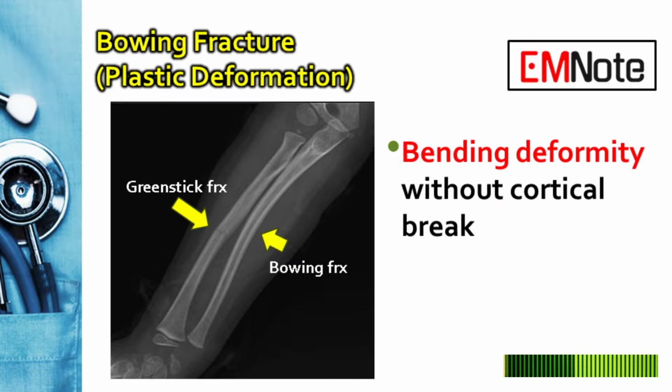Like bending a pipe cleaner or something? Sort of, yes. It yields rather than snaps. No single visible fracture line on the cortex. Okay, if there's no fracture line, where do we typically see this kind of bowing injury? Most commonly in the ulna or the fibula.